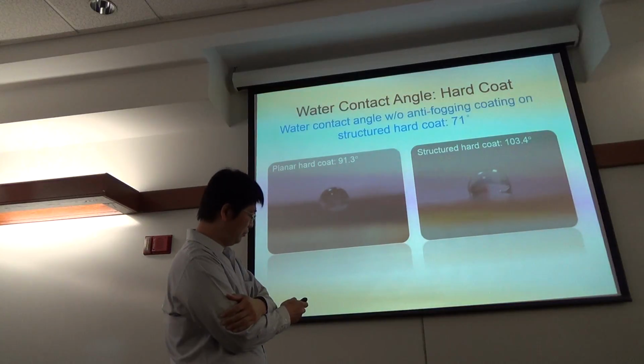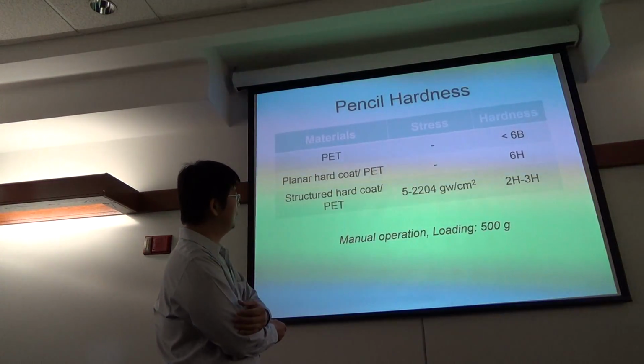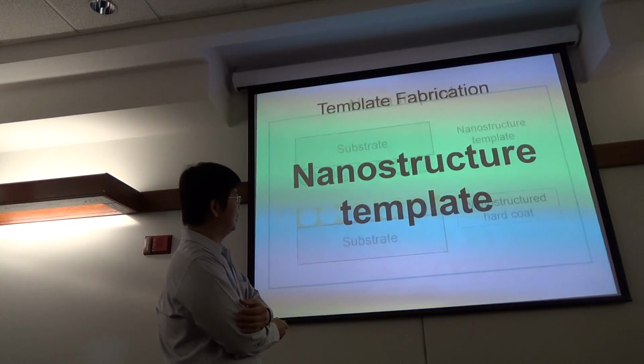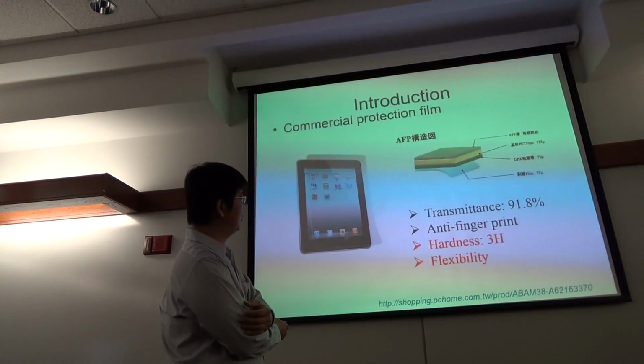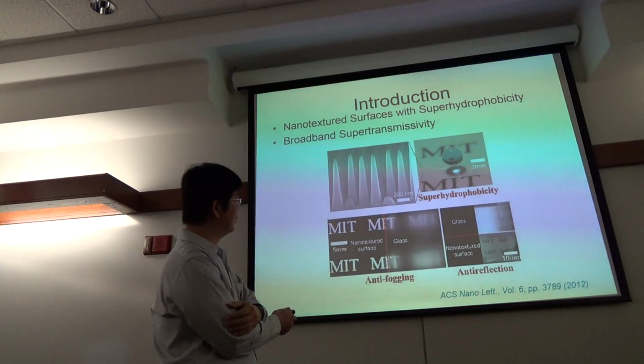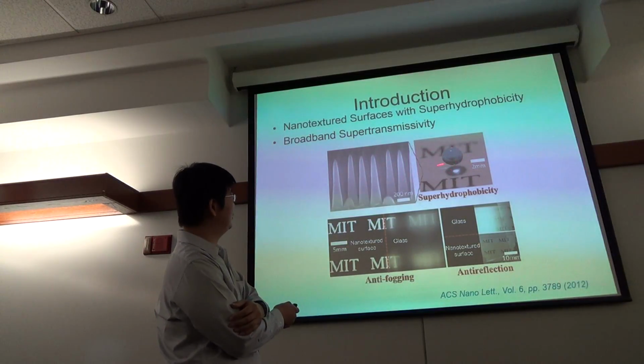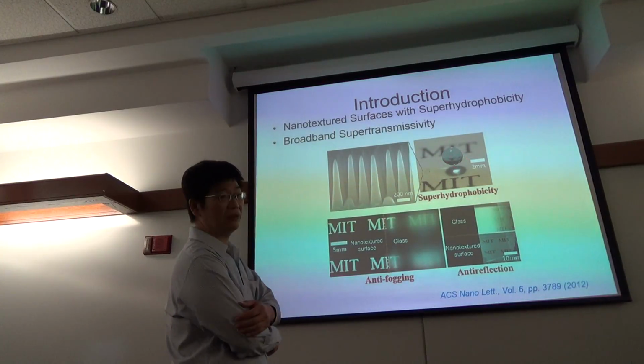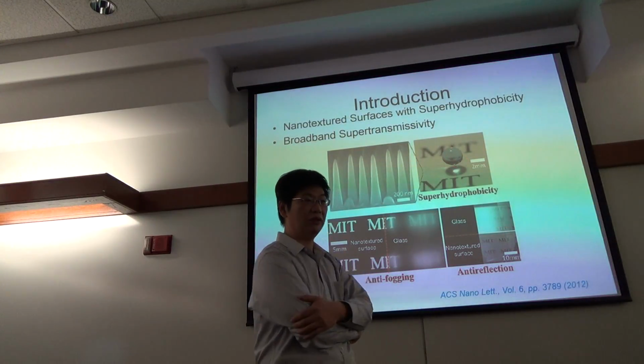Besides, for the moth eye structure, the advantage itself is they have a better contact angle. For example, if that is a moth eye structure itself without any treatment, they can have a very good contact angle. So that's the nature of the moth eye structure.